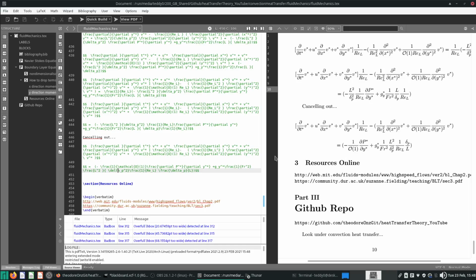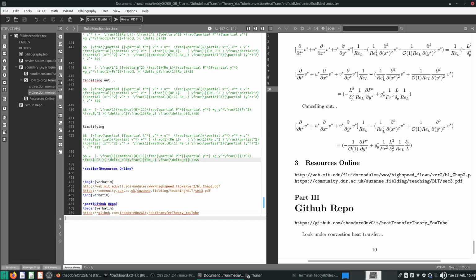So I will just put simplifying, and the next thing to do is just to get rid of this. Script O of 1.